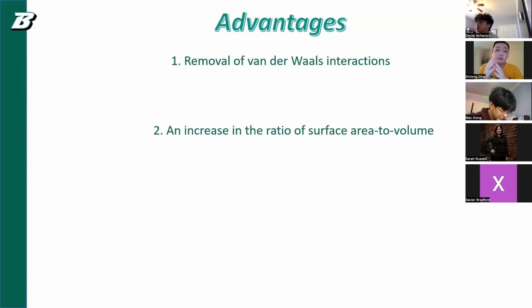And the second one is an increase in the ratio of surface area to volume. That means it's easier and faster to react for 2D materials. 2D materials can expose more surface area to the outside to enhance reaction efficiency. So they can be used to make new sensors to detect thermal energy or other new energies, new materials like this. That's the second advantage.